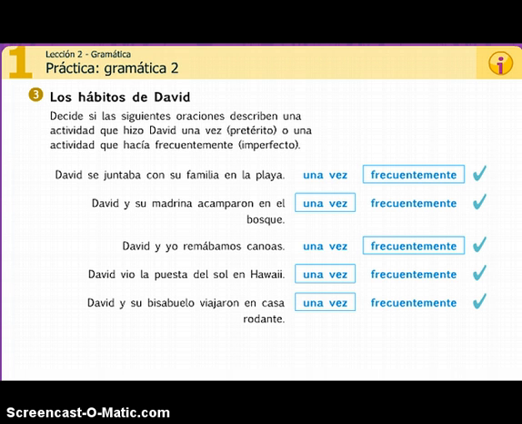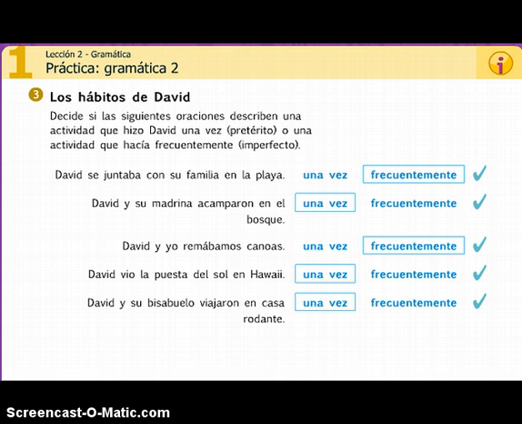Ok, vamos a checar nuestras respuestas. David se juntaba con su familia en la playa. I noticed my aba ending and I knew it had to be imperfect, so I picked frecuentemente. David y su madrina acamparon en el bosque. I noticed an aron ending, and so I remembered that that was preterite, and I picked una vez.